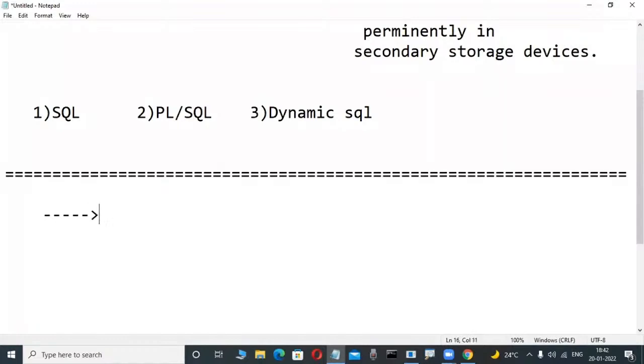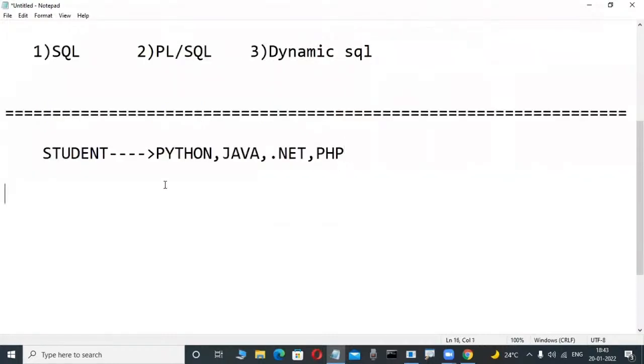First, from the student point of view: many students are learning front-end courses. Nowadays they are learning Python, Java, .NET, ASP.NET, and PHP, these types of front-end and web-based applications. These persons are web-based application programmers. Web-based development is also possible in Java or Python.